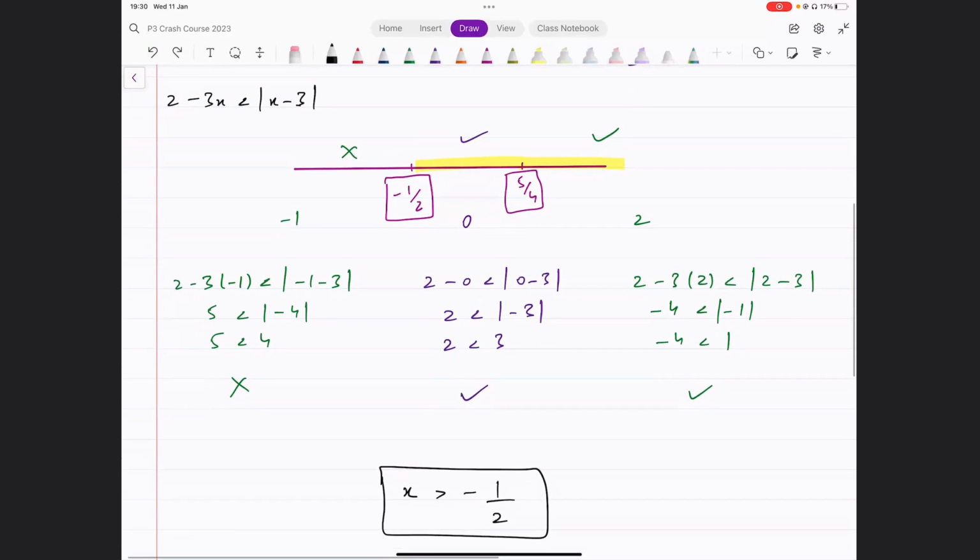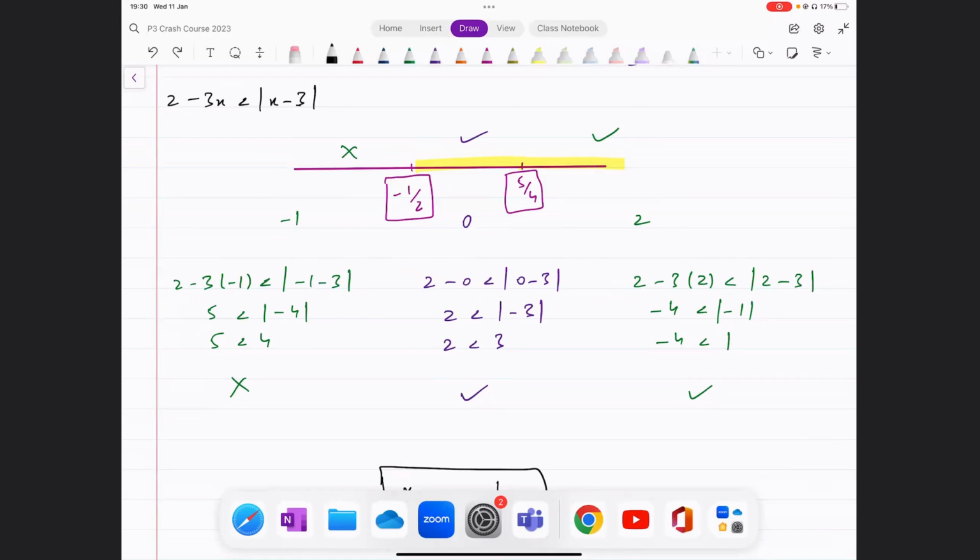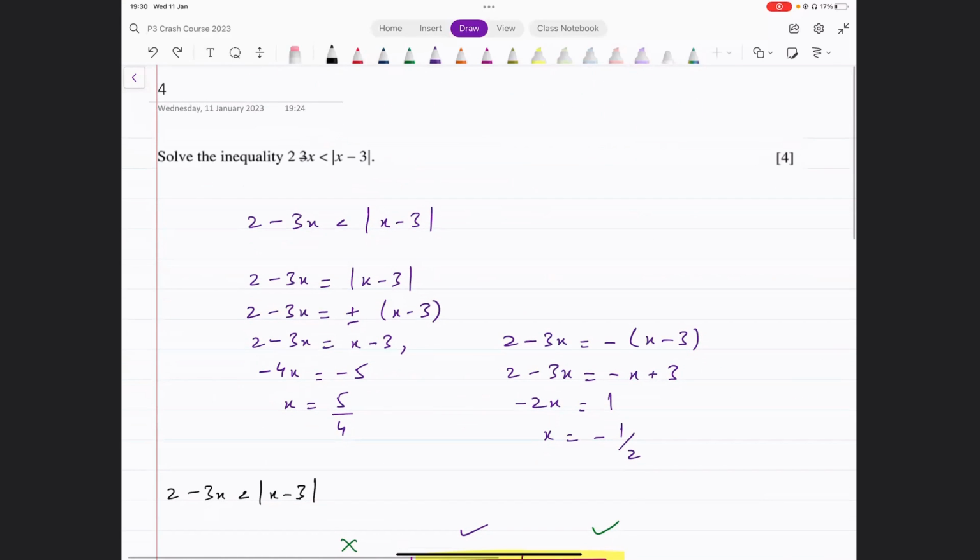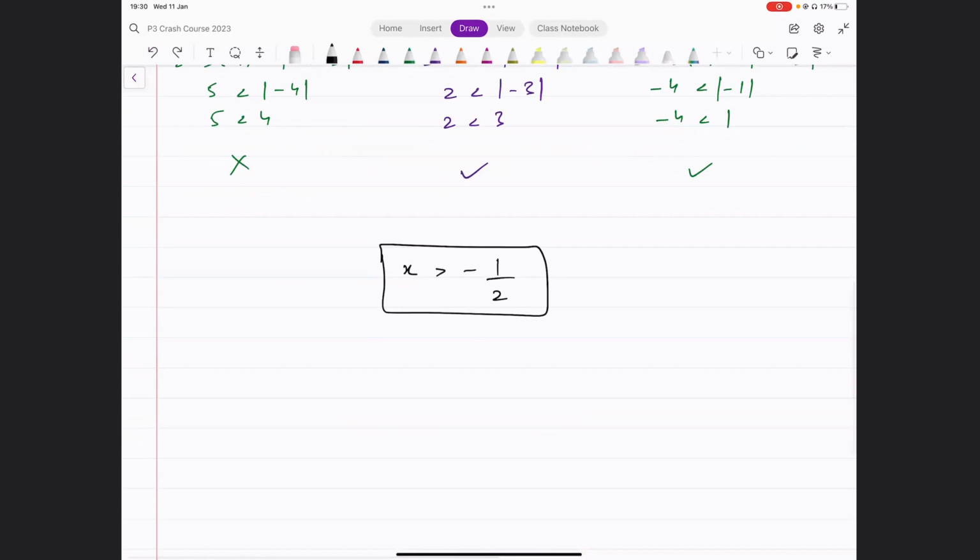All right. Now, just to answer Josefa's question quickly, he's saying, can we have an inequality that has a greater than or equal to or less than or equal to sign? So for example, could we have something like this, 2 minus 3x less than or equal to modulus of x minus 3? Yes, that's possible, but nothing changes in this whole process. If you had an inequality sign here, all you would do is you would say the final answer is x greater than or equal to minus 1 over 2.